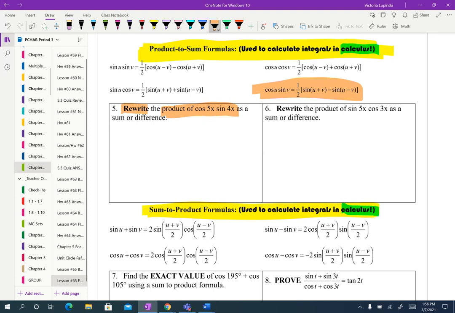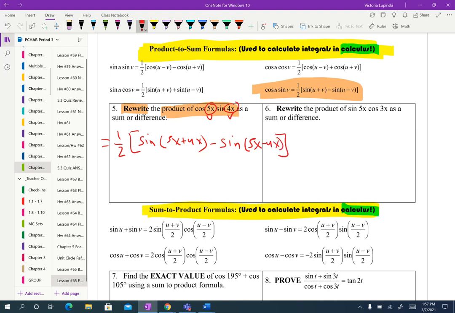So taking a look at the highlighted orange formulas here, you're going to start by identifying u and v. So as always, we're going to have u be the first quantity and v be the second quantity. And in these cases, we're talking about 5x and 4x. The cosine times the sine is just what tells us to use that orange formula. So if we use the formula, we're going to start off with a 1/2. Then it's the sine of u plus v, which would be 5x plus 4x, minus the sine of u minus v, which would be 5x minus 4x.